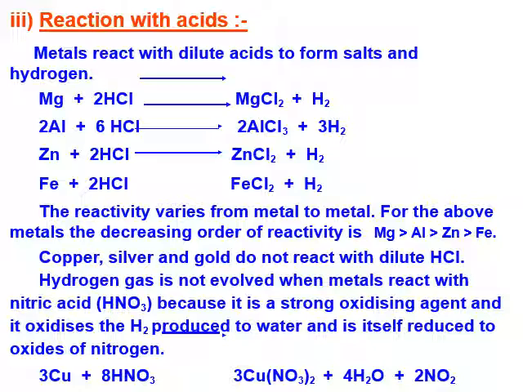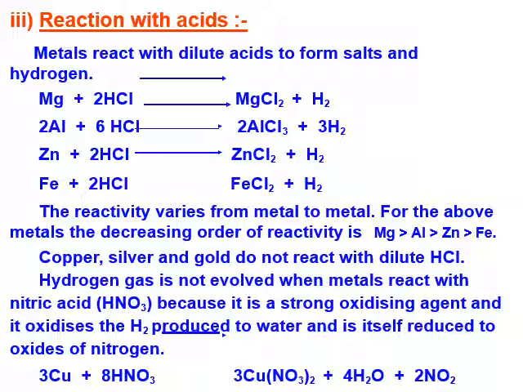Zinc, when combined with hydrochloric acid, forms zinc chloride and H2 gas. And again, when iron is combined with hydrochloric acid, it forms ferric chloride plus hydrogen gas. The reactivity varies from metal to metal. For the above metals, the decreasing order of reactivity is magnesium, aluminium, zinc and iron.